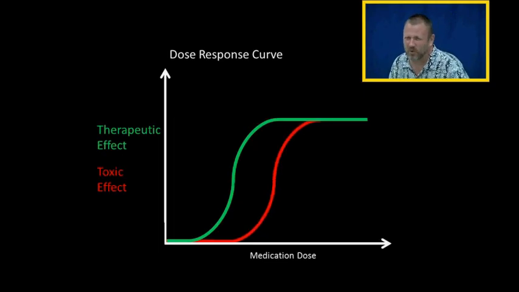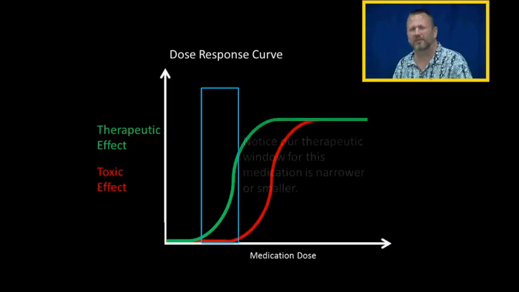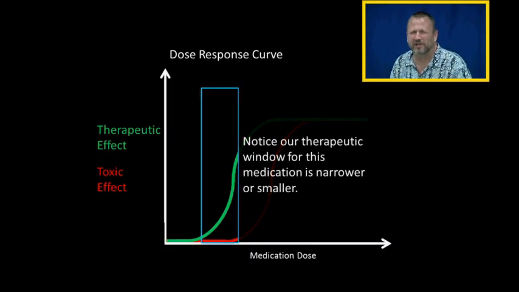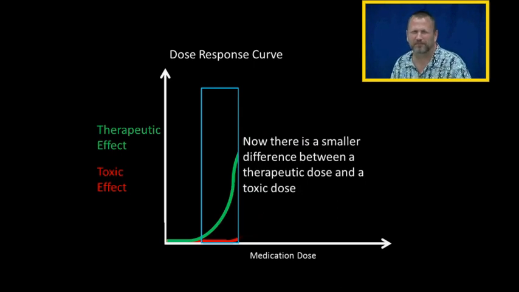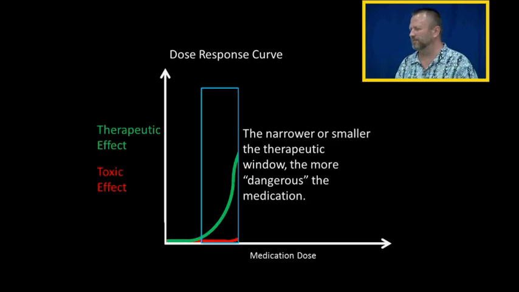Unfortunately, many of the drugs that we're going to deal with do not have this ideal, safe therapeutic window. Many of the drugs that we're going to deal with have a narrow therapeutic window. So notice our therapeutic window for this medication is narrower or smaller. Now there's a small difference between the therapeutic dose of the medication and the toxic dose of the medication. So the narrower or smaller the therapeutic window, the more difficult it is to achieve a therapeutic dose without toxicity. So the smaller or narrower the therapeutic window, the more dangerous the medication is.